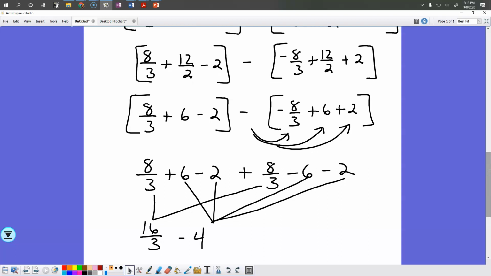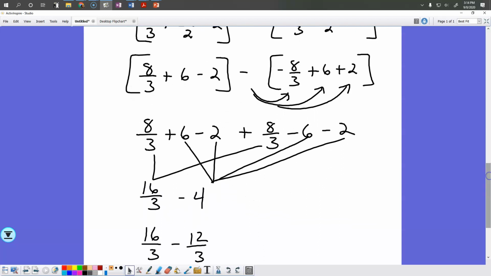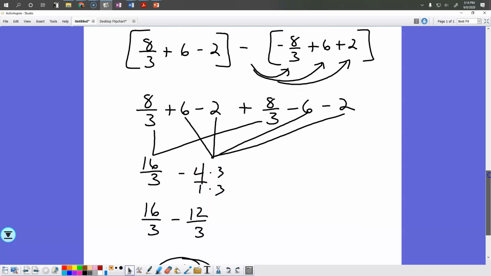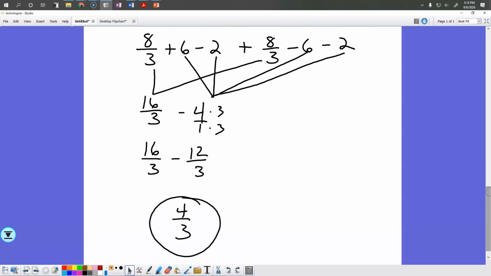16 thirds minus a fourth. Now, in order to combine those, we have to get a common denominator. So for the 4, you would imagine that as being 4 over 1, right? And multiply the top and bottom by 3 to get your common denominator, which is 12 thirds. And then from there, do your subtraction, you get 4 thirds. So there you guys have it.